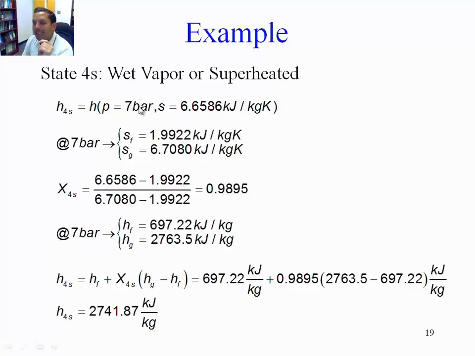So at 7 bar, the entropy of saturated liquid and saturated vapor are 1.99 and 6.7 respectively. So that means that this value of entropy for state 4 is in between these two. That means that state 4 is wet vapor. It's inside the saturation dome. State 4, or at least the ideal state 4s, is somewhere inside the saturation dome. And if we use these values to calculate the quality, we get 0.9895.